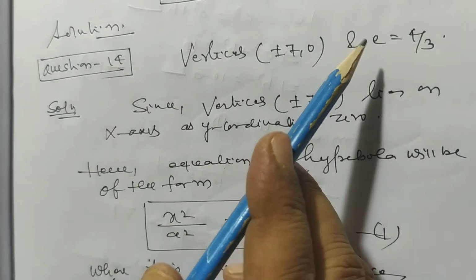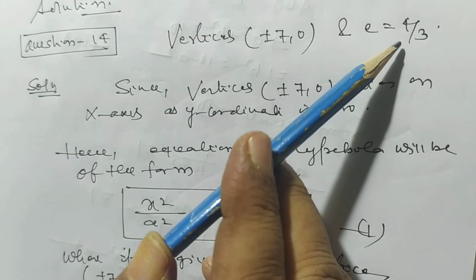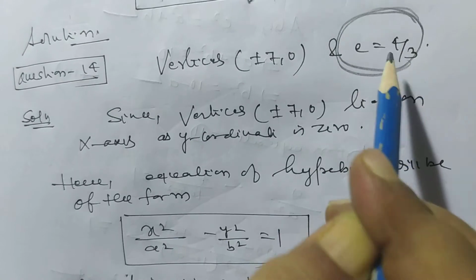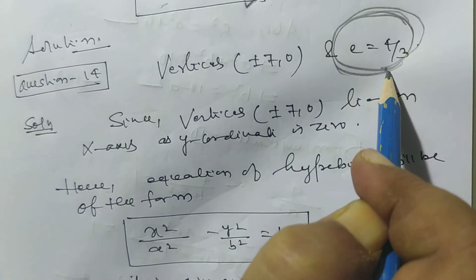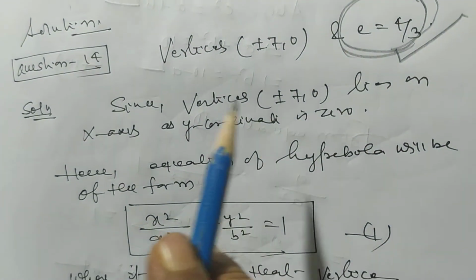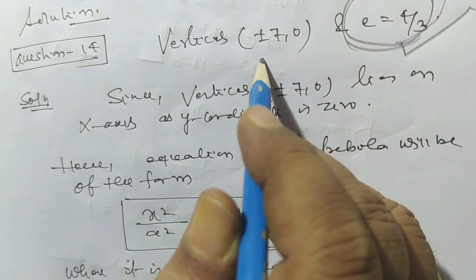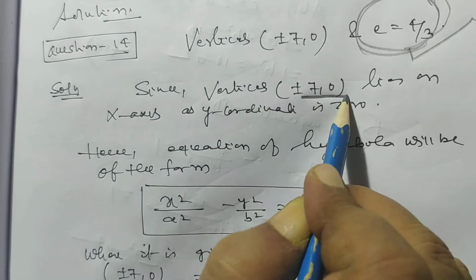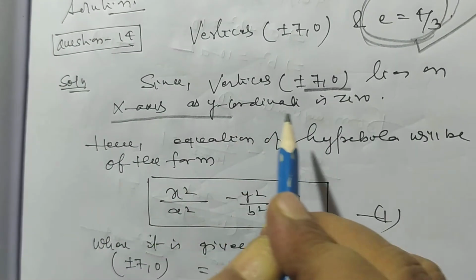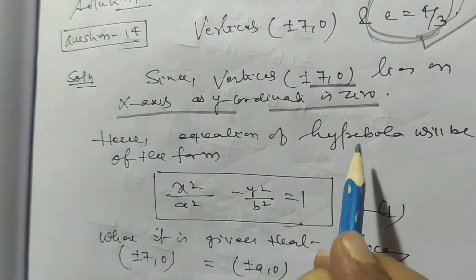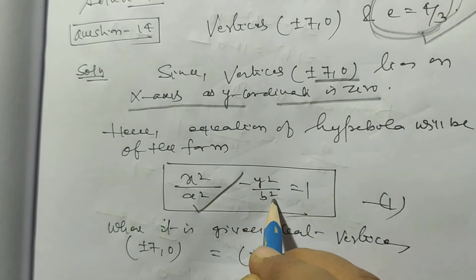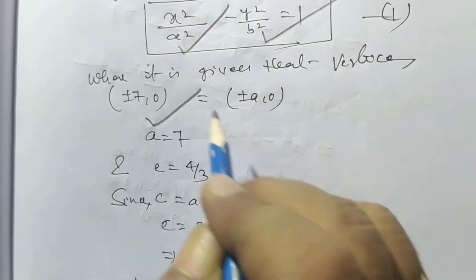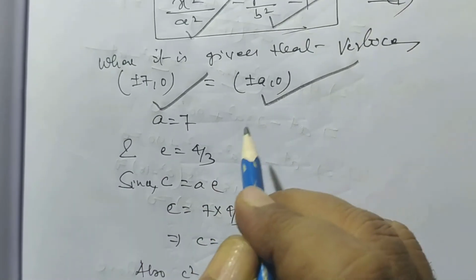Vertices plus minus 7,0 and eccentricity is equal to 4 by 3. Here instead of latus rectum, conjugate axis, or transverse axis, the value of e is given. So first you decide which type of hyperbola it is. Vertices plus minus 7,0 lie on the x-axis, so the y coordinate is 0. Hence the equation of hyperbola will be x square by a square minus y square by b square is equal to 1. Where it is given that vertices plus minus 7,0, that is plus minus a, 0.